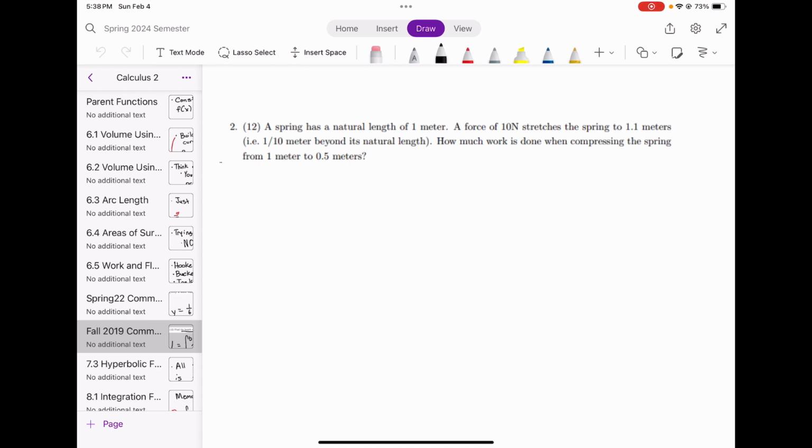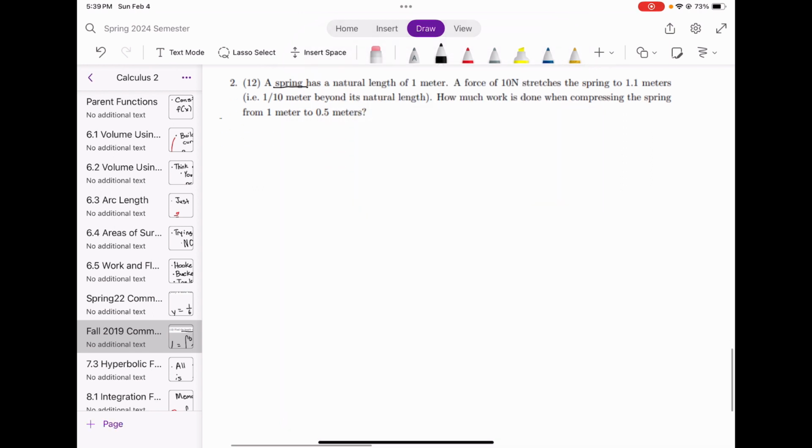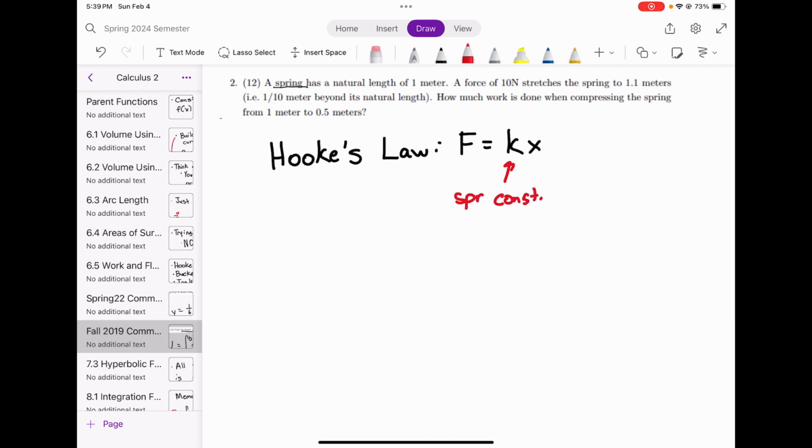Okay. So they mention a spring. Okay, maybe I should use a little less thick. So they mention a spring here, which is pretty important because that tells us what formula we want to use. So Hooke's law is F is equal to Kx, where K is the spring constant, and x is going to be our displacement.